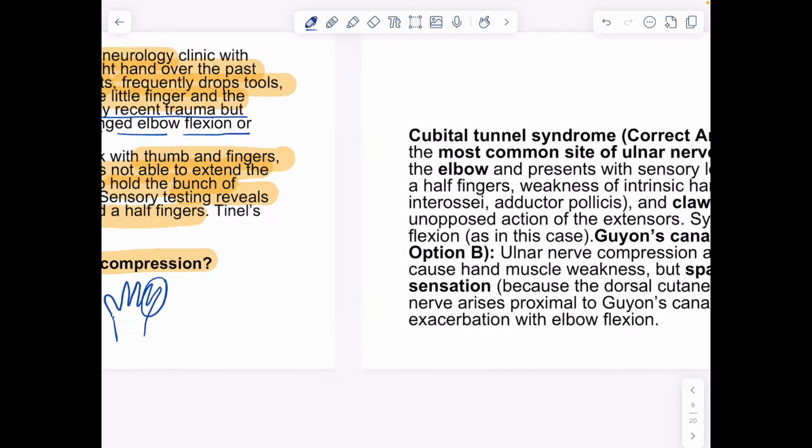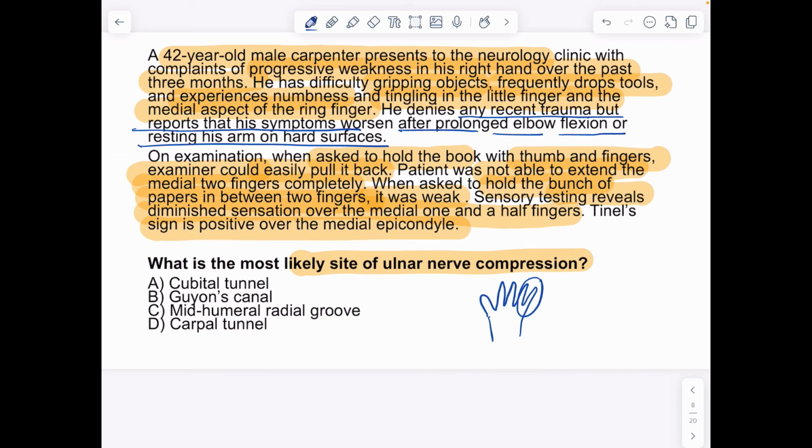And now you can go back to the question and answer it very easily. On examination, when asked to hold the book with the thumb and the fingers, the examiner could easily pull it back. That means the adductor muscle function of the thumb is not there. The patient was not able to extend the medial two fingers completely. This is the feature of the claw hand. And when asked to hold the bunch of papers in between the two fingers, it was also weak. That means the card test was also positive. So what is the answer for this question? It is ulnar nerve compression.